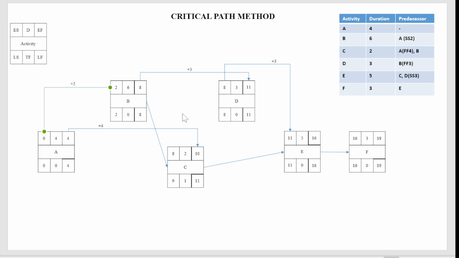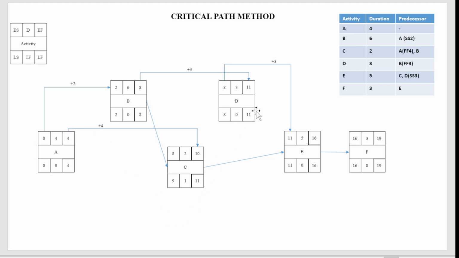Okay, activity C has finish to finish with 4 day lag with A, and finish to start relationship with B. Since there is no relationship mentioned with activity B, that means it is finish to start by default. So activity C with B, finish to start, you just connect these 2 points. And finish to finish with 4 days lag, from the early finish of A, finish to finish with 4 day lag.